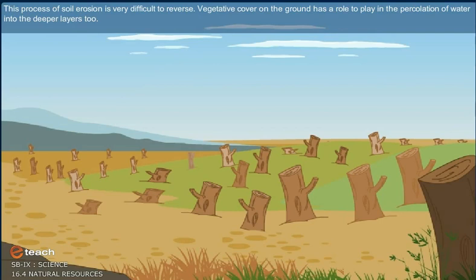Vegetative cover on the ground has a role to play in the percolation of water into the deeper layers too.